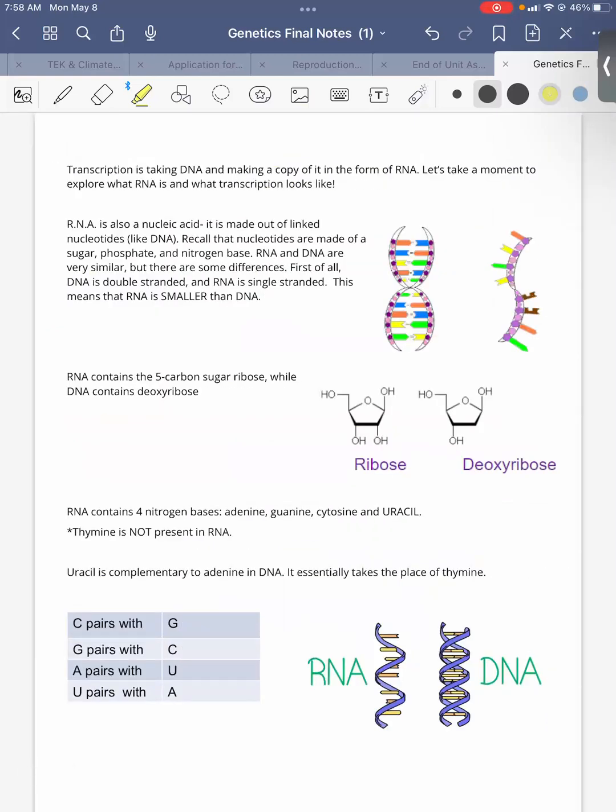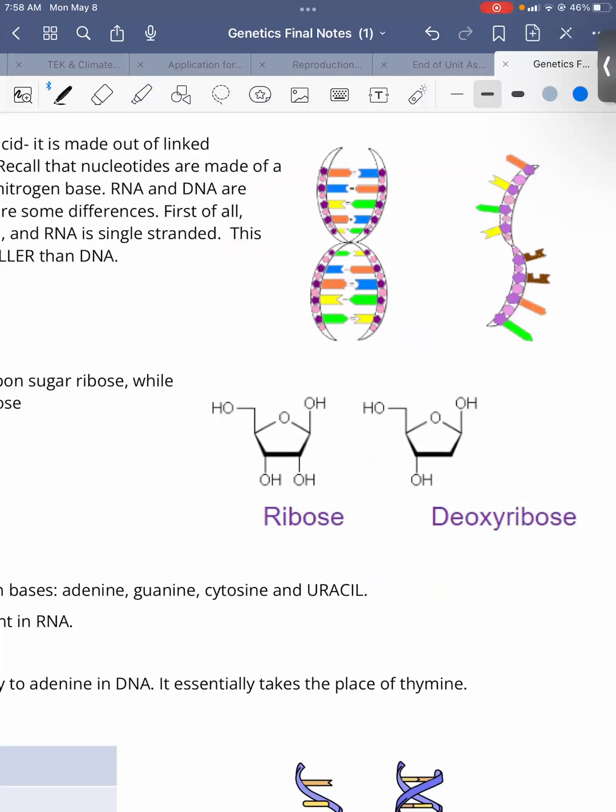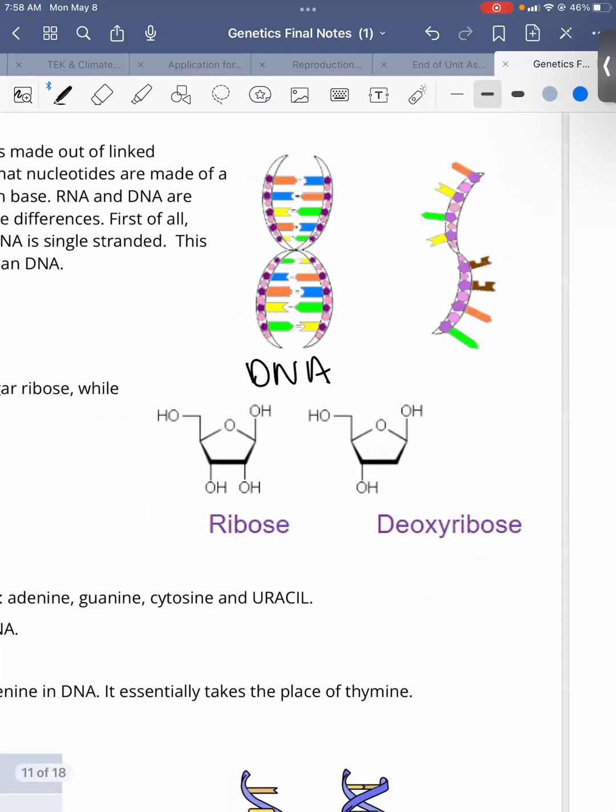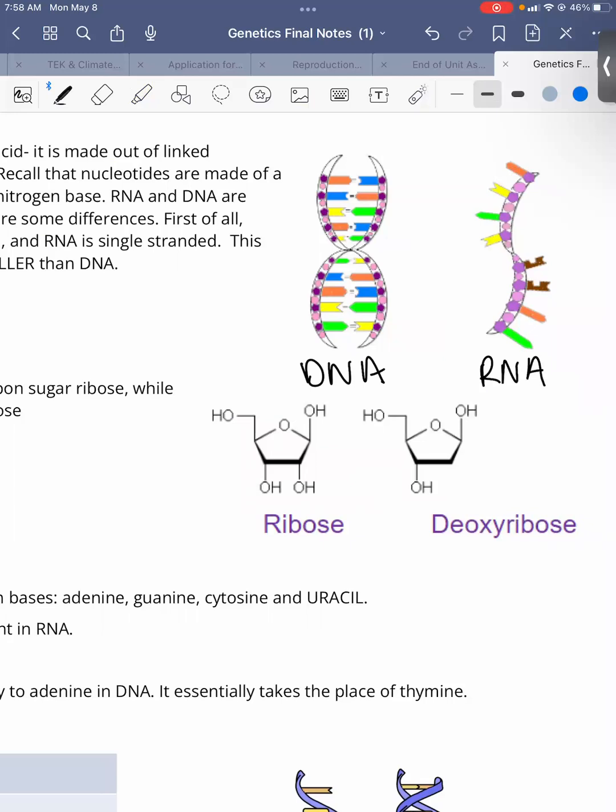Let's take a moment first and explore RNA itself as a molecule, because once again, transcription is taking DNA and making a copy of it in the form of RNA. So let's label these two pictures. Let's call this DNA and this is RNA. Some differences you may notice already is that DNA has a double strand here, like two strands, and two bases right here. Whereas RNA is just one strand. So it's a lot smaller.